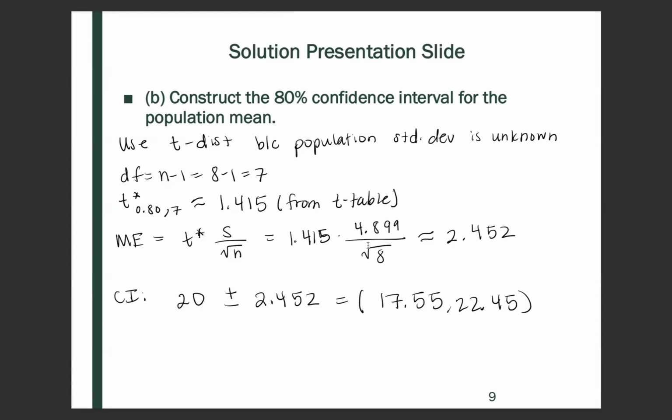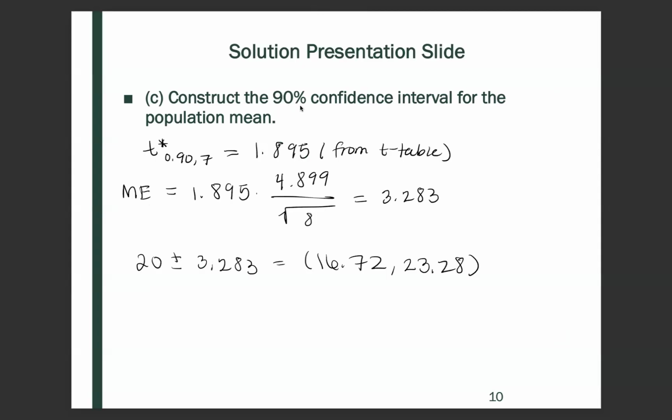And so if we plug in this information, we found s in part A. So that was 4.899 divided by the square root of 8 times this critical t value, which is 2.452. So that's the margin of error. So we're going to take our point estimate, which is the sample mean, which we found was 20, plus minus the margin of error. So we get the lower bound as 17.55 and the upper bound as 22.45. And this gives us an 80% confidence interval for the population mean.